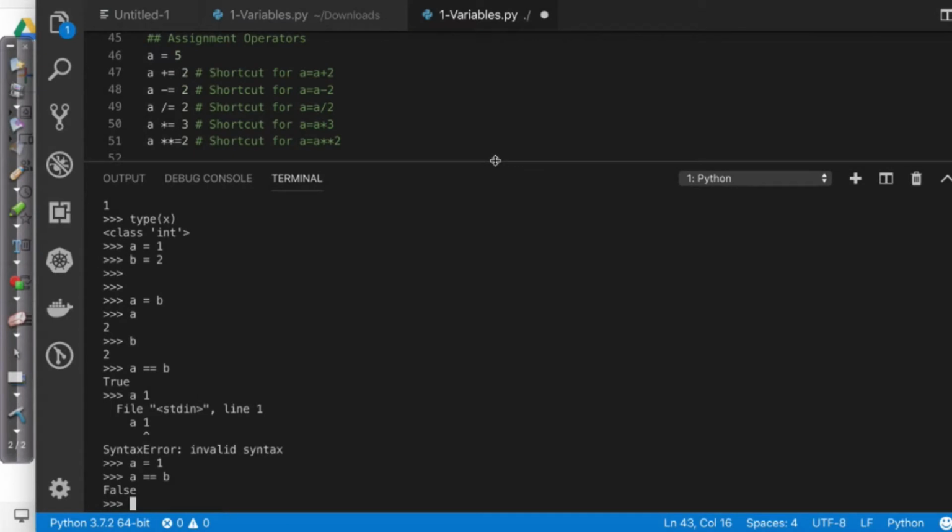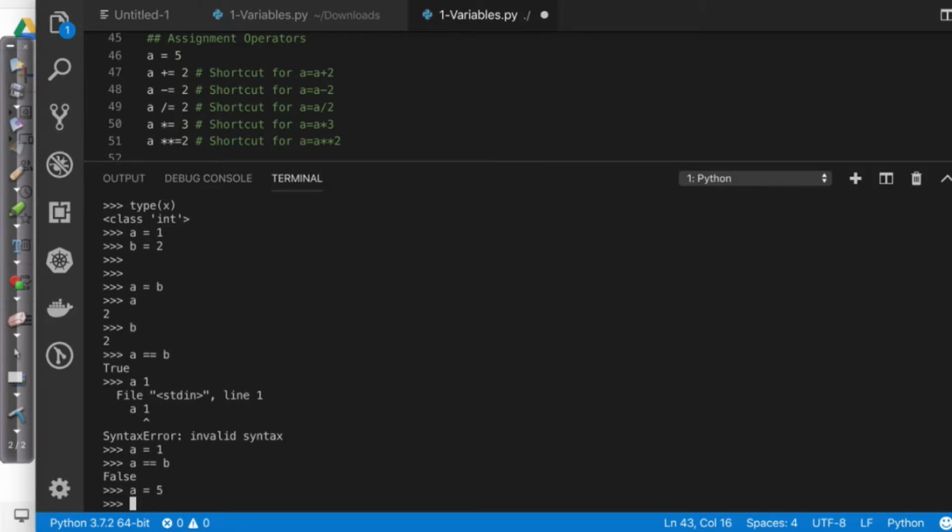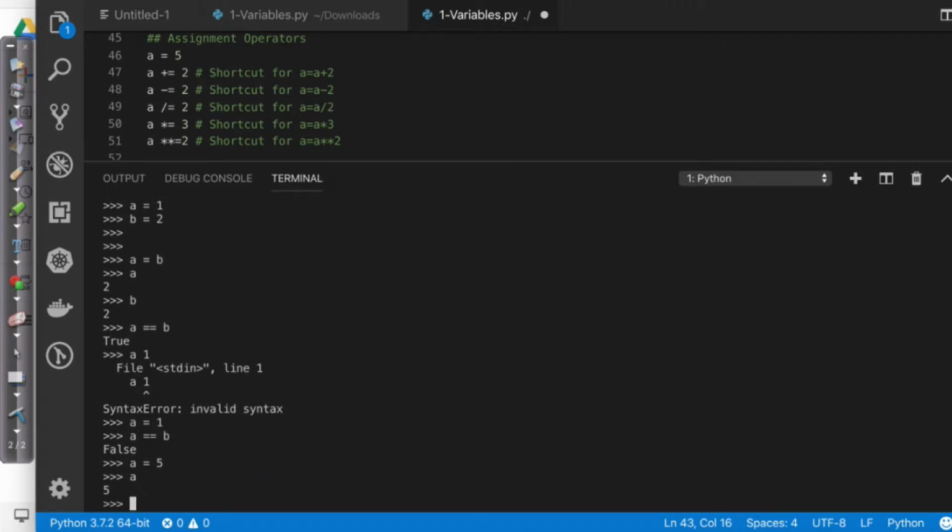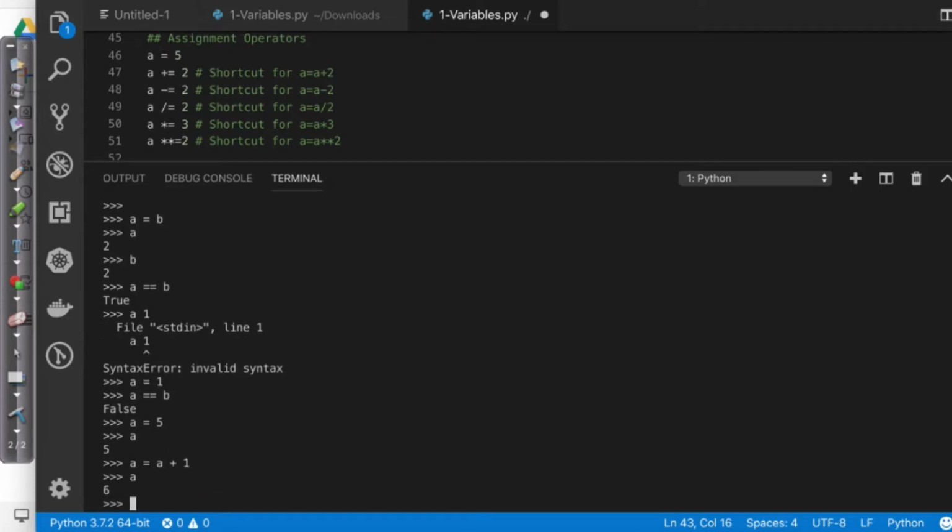Okay, next what I want to do is turn our attention to the idea of assignment operators. So if you go to line 45 of your variables.py script, you're going to see a series of options in here. Now what I'm going to do is go ahead and set that value. I'm going to say a equals 5. Now if I look at a, it's going to equal 5. Now I could actually say a equals a plus, let's just say 1. And then if I look at the value of a, you'll see that it actually incremented by 1.